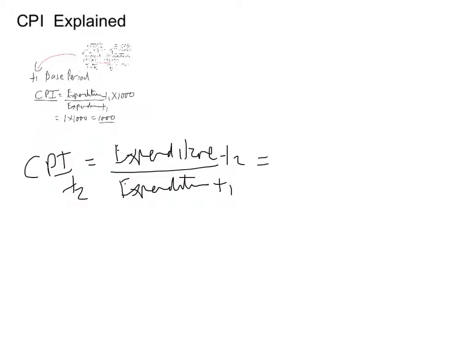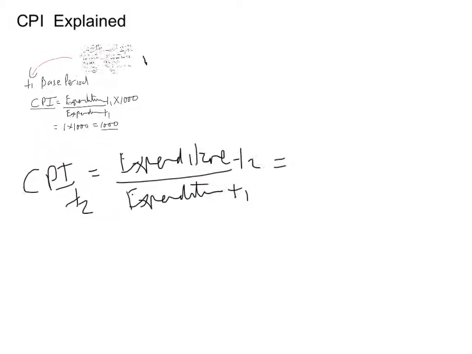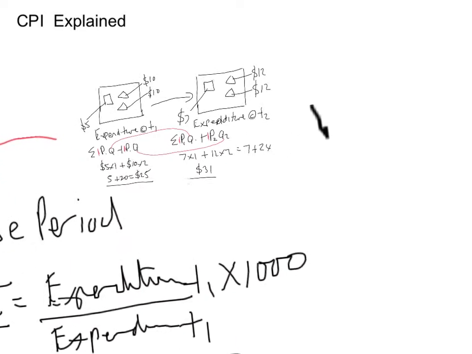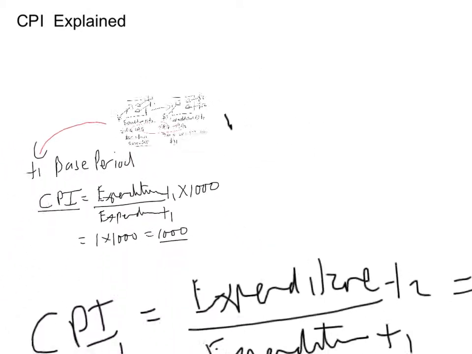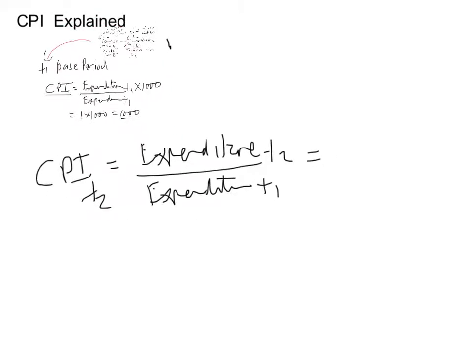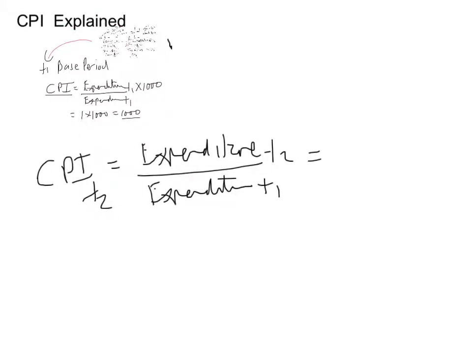So you remember what they were? Let's just have a little look here. Remember, yes, 25 and 31 agreed. Alright, so I'll just put that back up here. Okay, right. So expenditure at T2 is 31, 25.